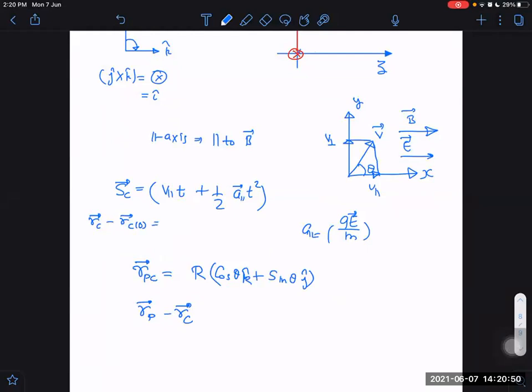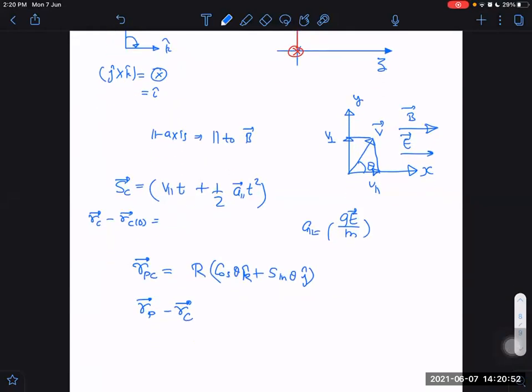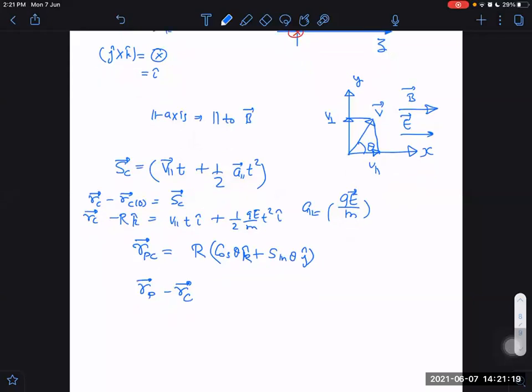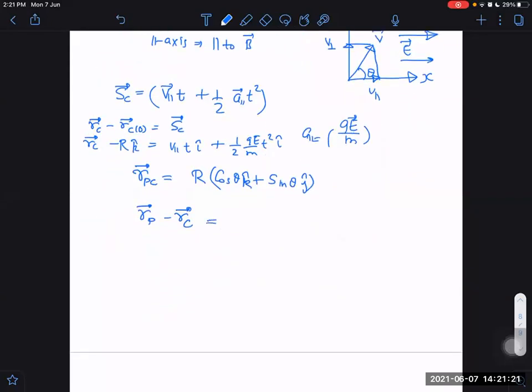What is the initial position vector? As last time, the center is located at a distance minus R K cap. RC minus RC naught equals the displacement of the center, so it will be equal to V parallel into T. In which direction was V parallel? X-axis, I cap, and plus half of Q into E by M into T square, also along I cap. Then RP minus RC.